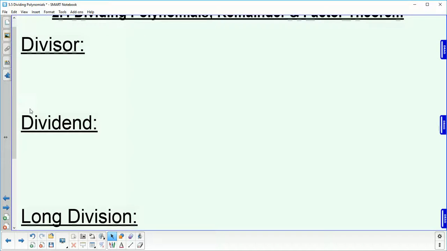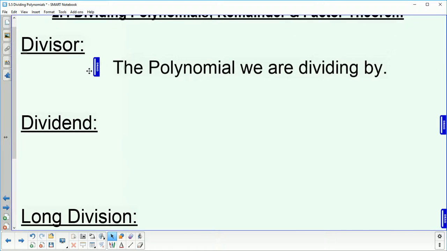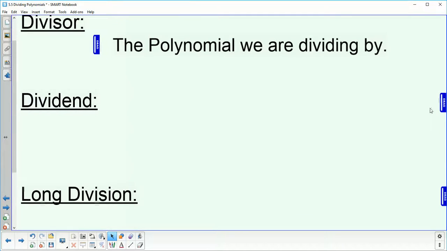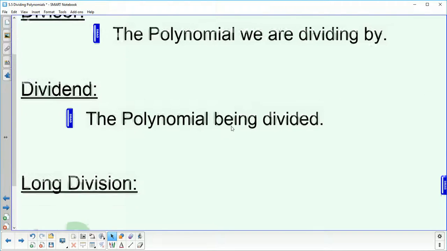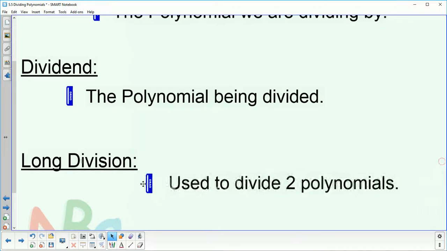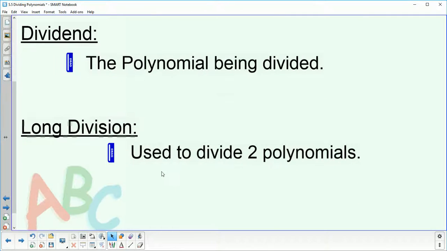Okay, so a few reminders of terms. The divisor is the polynomial we are dividing by, so that is the piece that goes outside the box. The dividend is the polynomial that's being divided, the piece that goes inside the box. And long division is just a way to divide two polynomials, which you have done before, just not with x's.